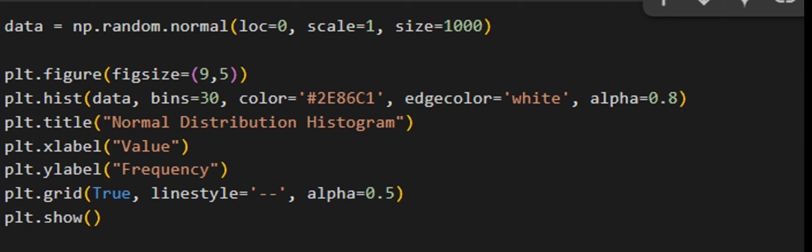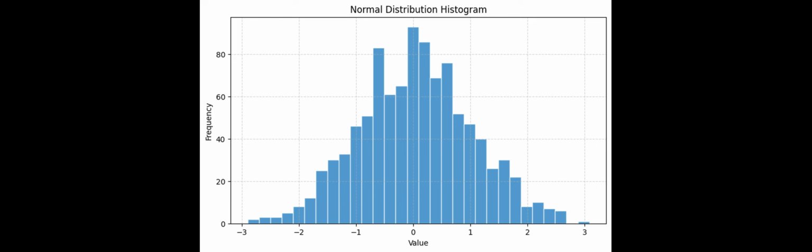data = np.random.normal(loc=0, scale=1, size=1000). plt.figure(figsize=(9, 5)). plt.hist(data, bins=30, color='#2E861', alpha=0.8). plt.title('Normal Distribution Histogram'). plt.ylabel('Frequency'). plt.grid(True, linestyle='--', alpha=0.5).